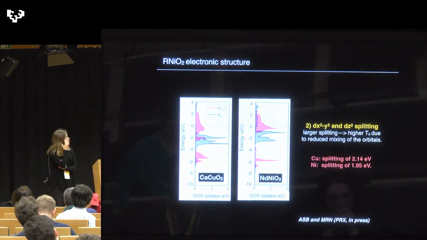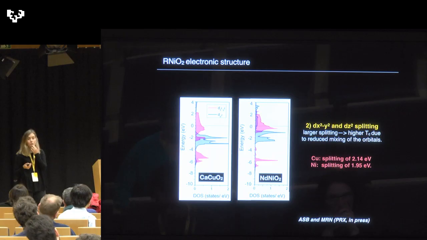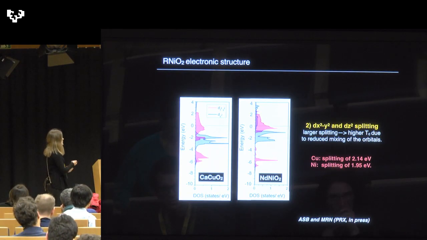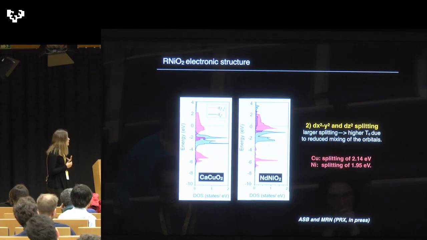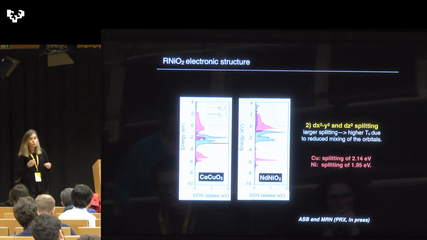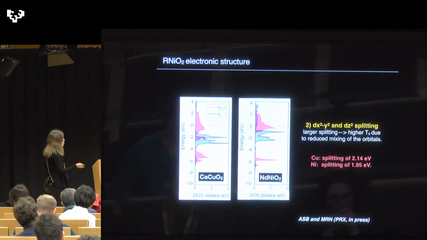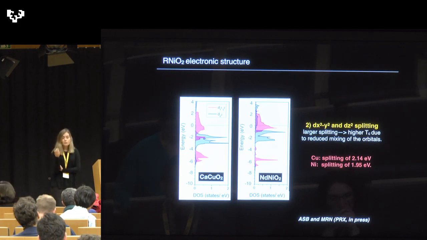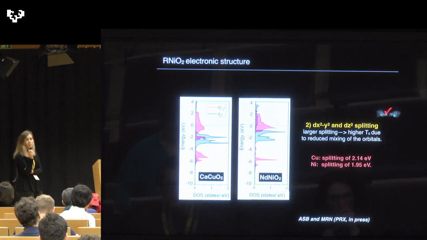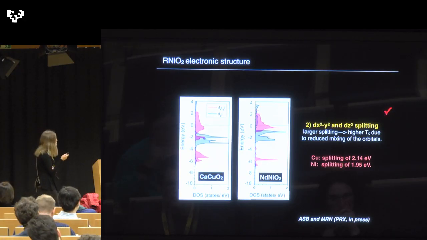Okay, so I've shown you quite a few factors in which the cuprate and the nickelate seem to be different. Let me now show you a few in which they are much closer than we expected. The first one is the dx squared minus y squared and dz squared splitting. As I mentioned, in cuprates, the larger the splitting, the larger the TC, basically due to the reduced mixing of these orbitals. This has to do with nesting, of course. And if you look at the value of this splitting for the cuprate and the nickelate, you find for both of them a value that is practically identical. So in this regard, again, they are much closer than we expected.